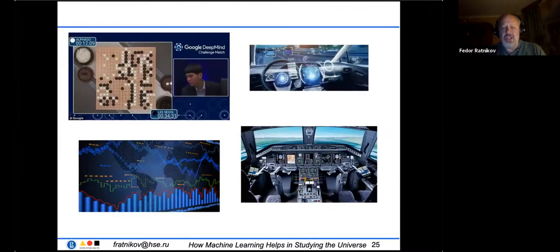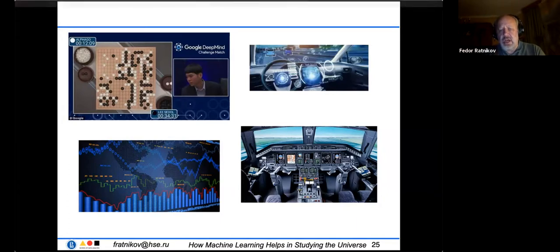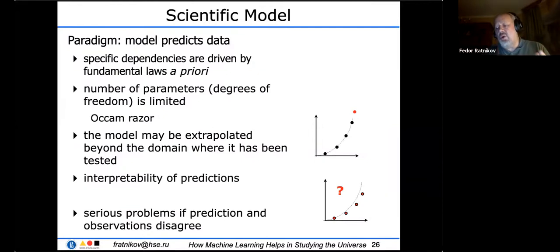Okay. Well, machine learning now is everywhere, so there is a huge success, and it is used in very different areas for decision making, for simulations, for automatic car driving. So here I'd like to discuss a little bit the principal difference between those data models which are used in natural science and those models which are used by machine learning.